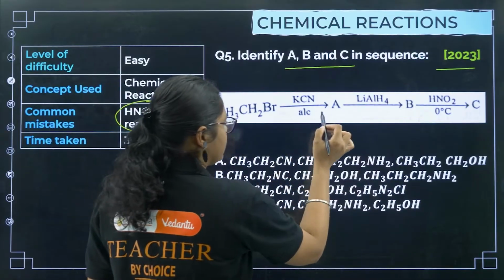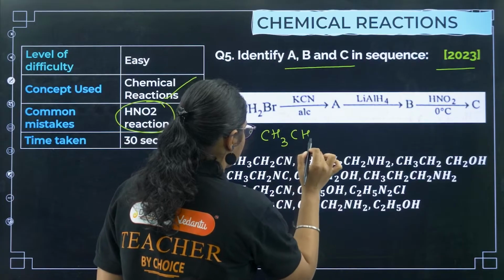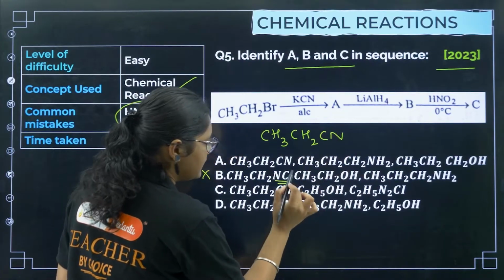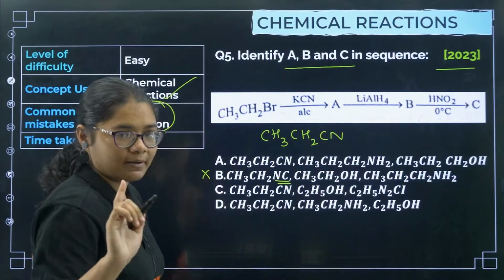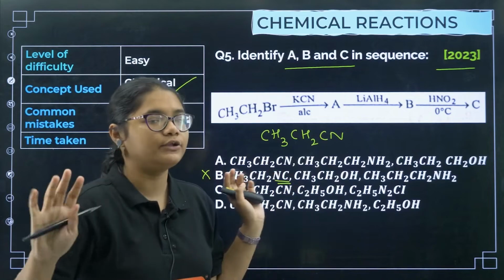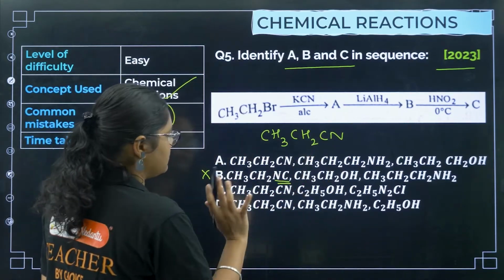Now first of all, if you treat with KCN, Br will be replaced with CN, right? This is your A, and you can see the option, this is NC. So for NC, what do we need? Please comment down. If I want to add NC here, then what reagent do I need to use? Only you need to comment on this. So we'll get this as A, so we can eliminate option number B.